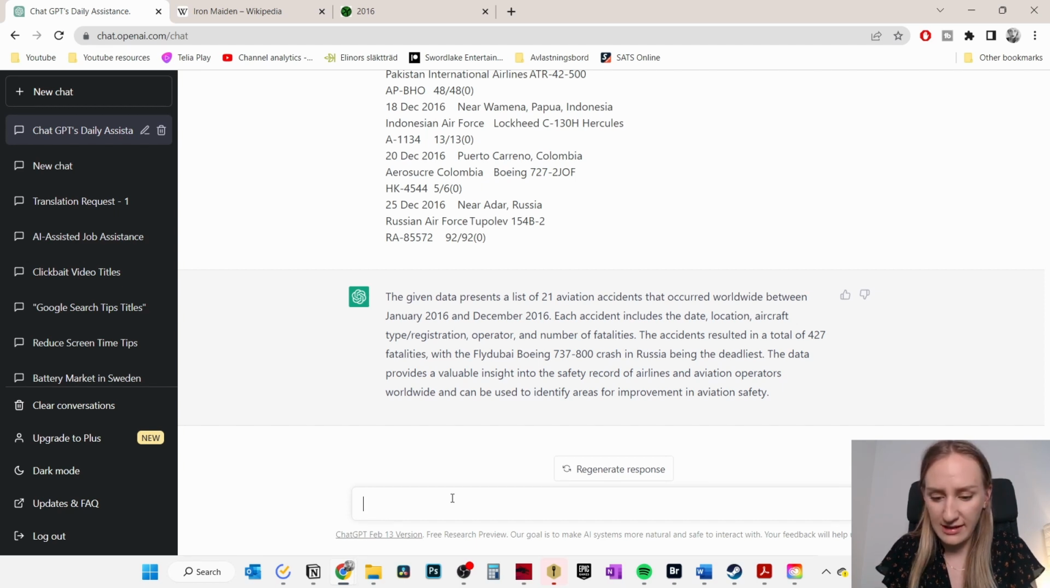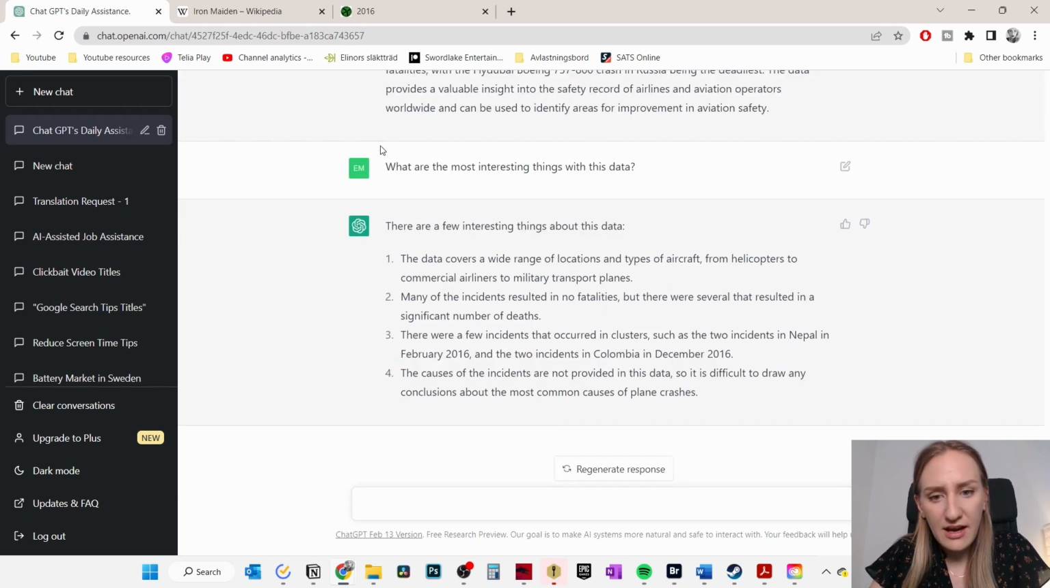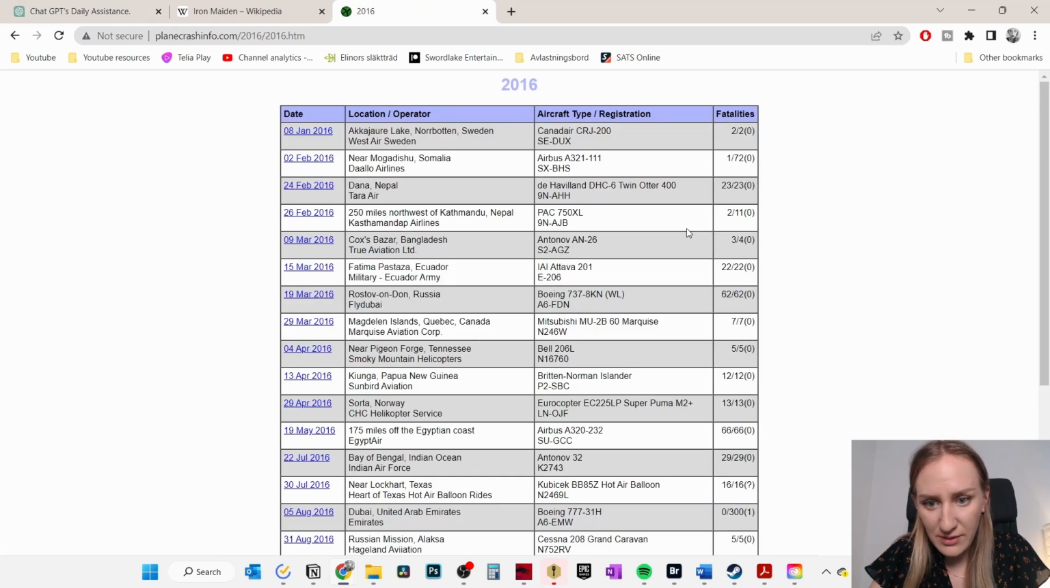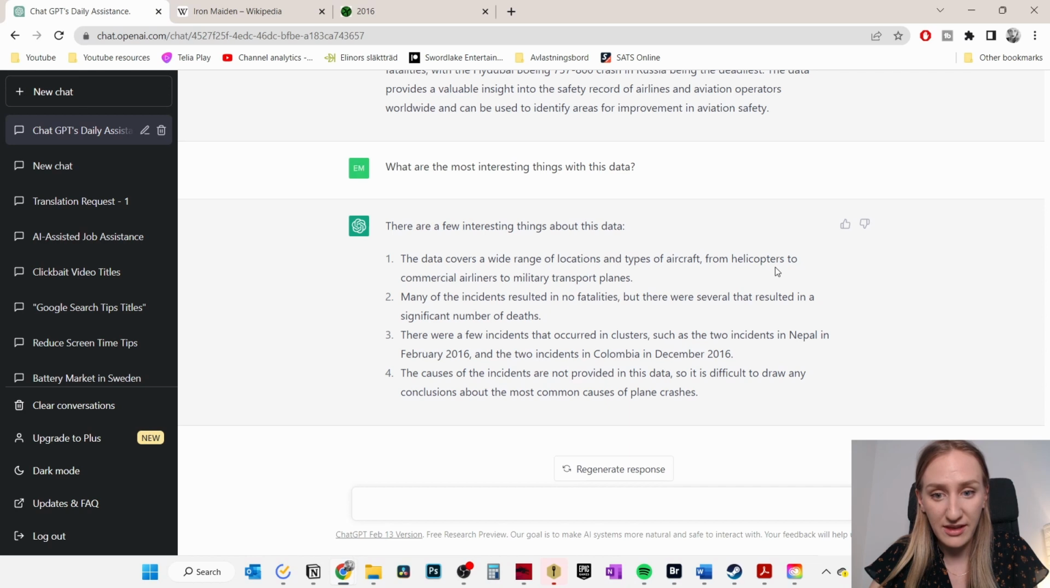But maybe we can still ask it something else, like, so here it highlighted a couple of other things. Wide range of locations and types of aircraft, from helicopters to commercial airlines. Yeah, that would have been something that I had no idea about, since I don't know anything about airplane crashes. But ChatGPT now said to me that it's both helicopters, commercial airlines, and military transport planes. So that gives me definitely some insights to this data.